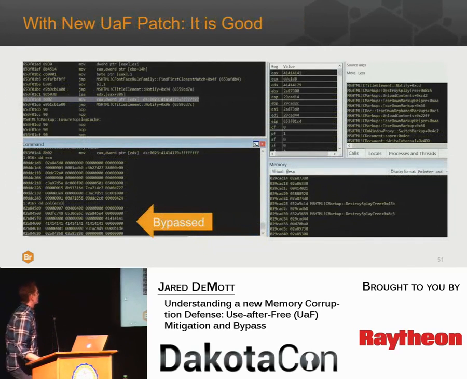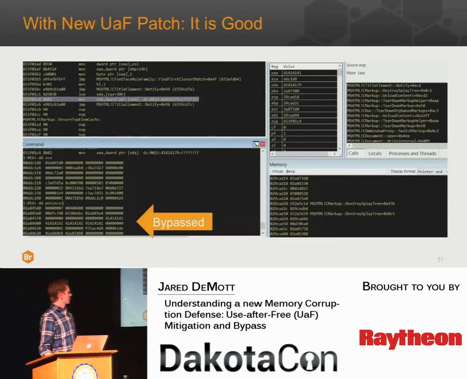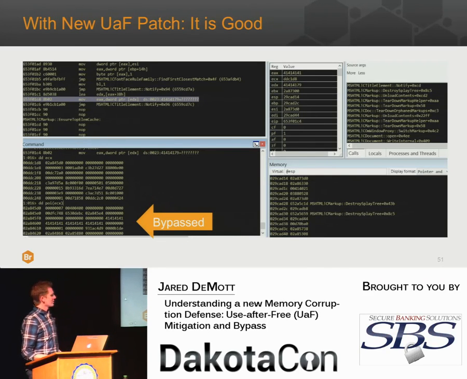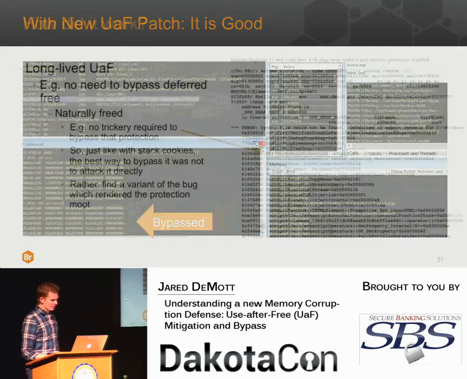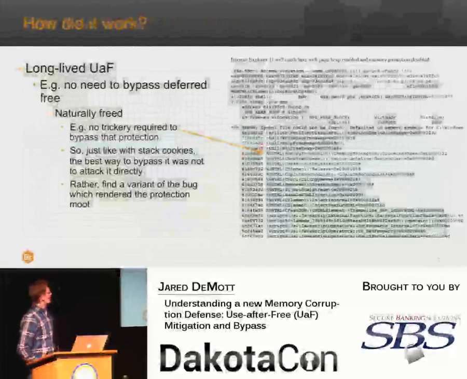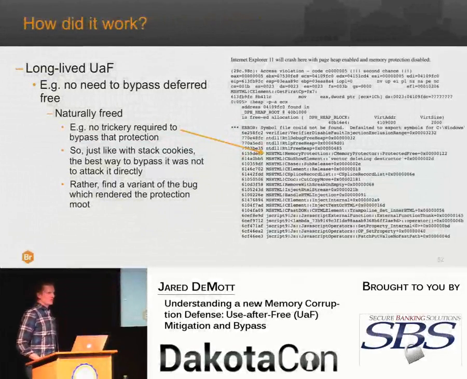And then in fact, this one, we were able to bypass both delayed free and isolated heap. And so the question is, it's pretty interesting, how were you able to bypass both those with this particular bug? What was different about it? And the main thing that was different is that this bug was long-lived.